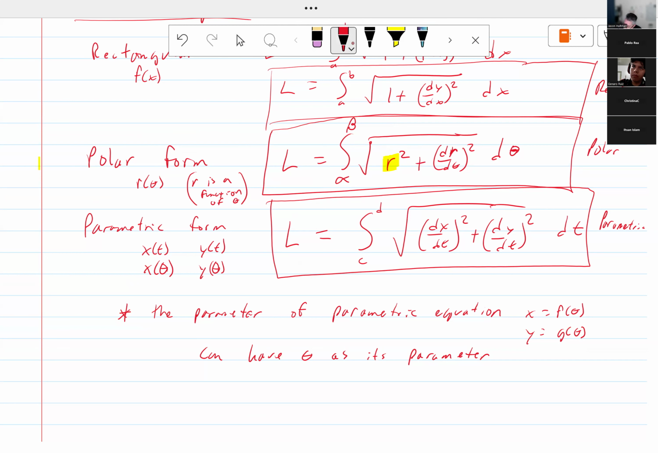We do end up with an extra r squared here, and that has to do with the fact that we're taking slices of circumference. We take a little bit of circumference, and a little bit of circumference, and a little bit of circumference, and then we sum it all up. We take a tiny piece of circle, and another tiny piece of circle, and add it all up, and that gives us our arc length in polar form. But we do end up with this extra r squared here.